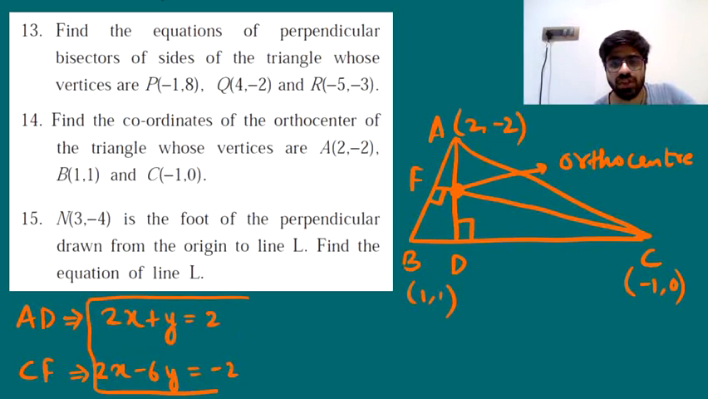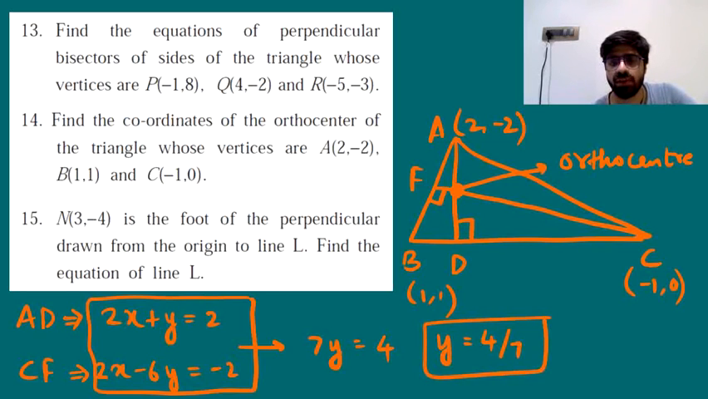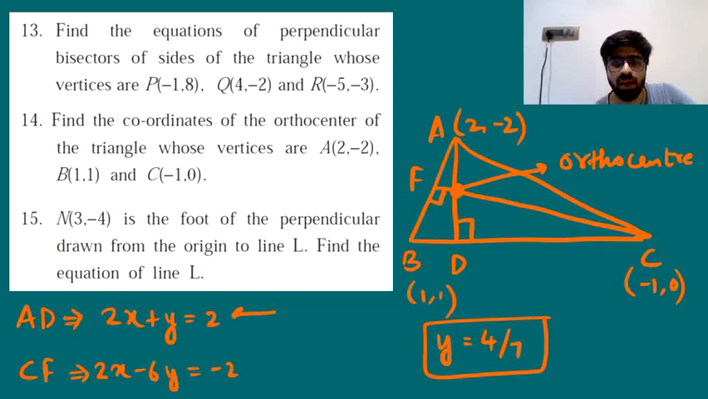We are trying to solve these equations simultaneously so that we can get the coordinates of our orthocenter. Subtract the two equations, so 2x minus 2x will be 0. Y minus of minus 6y will make it 7y, equal to 2 minus of -2 will make it 4. So we have the y coordinate of our orthocenter as 4 upon 7, and we can put that y as 4 upon 7 in, let's say, equation 1.